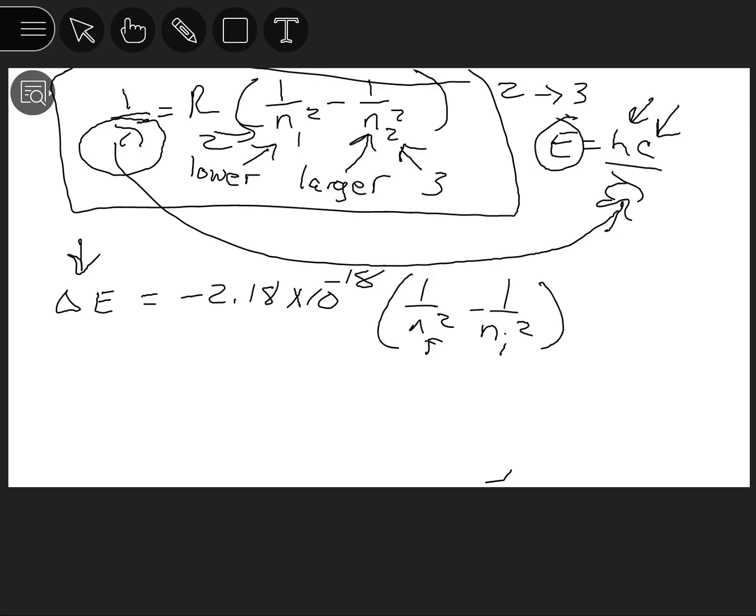The other thing is, if I was asked to solve for wavelength, I could still use this equation, because I would have E equals hc over lambda. I would plug in my energy here, these two are constants, and I would just solve for the wavelength.